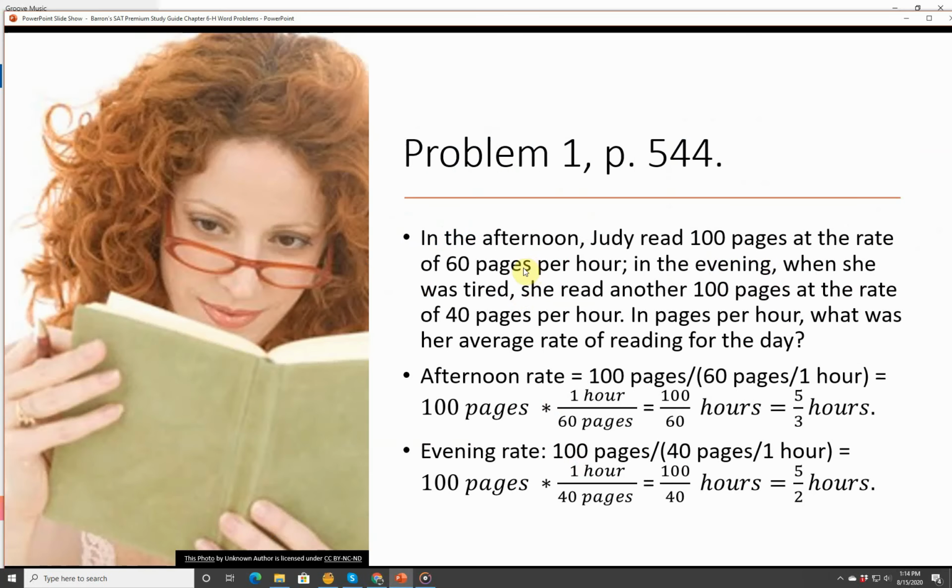Problem 1, page 544. In the afternoon, Judy read 100 pages at the rate of 60 pages per hour. In the evening, when she was tired, she read another 100 pages at the rate of 40 pages per hour. In pages per hour, what was her average rate of reading for the day?